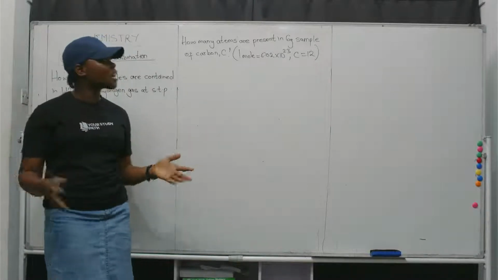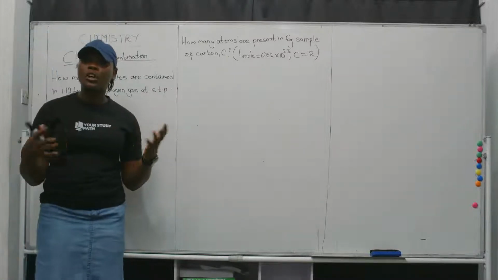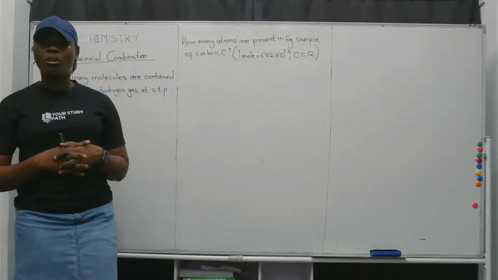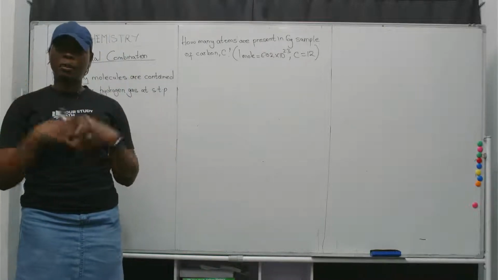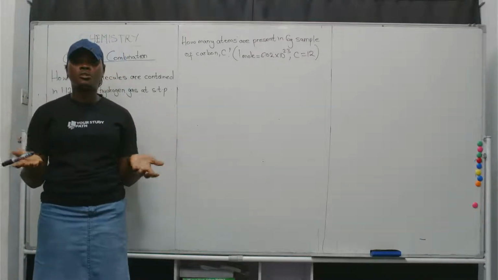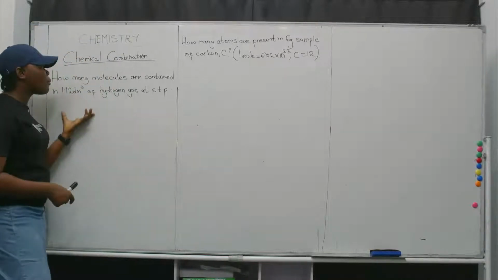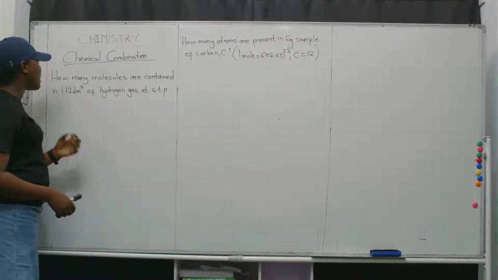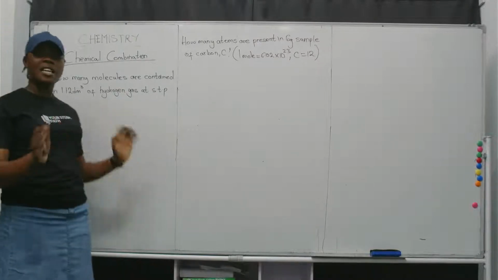And so basically this set of questions will just be around mole, using one or two formulas. So we can either use one or two. I made mention that you can use two because it will still give you the same thing, right? And so let's consider this first question. How many molecules are contained in 1.12 dm³ of hydrogen gas at STP?